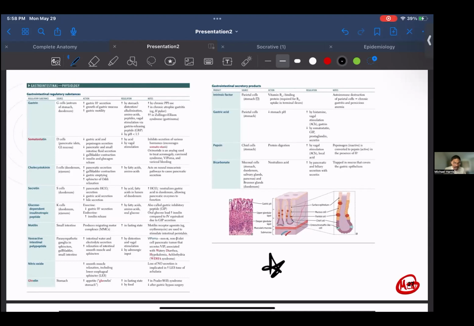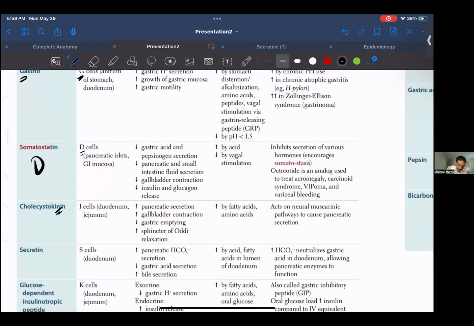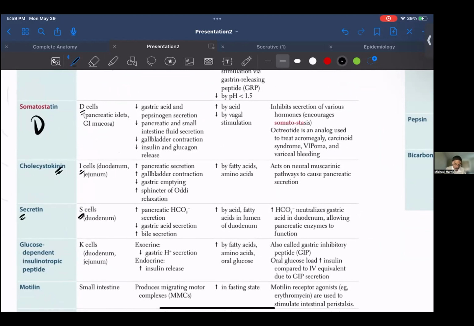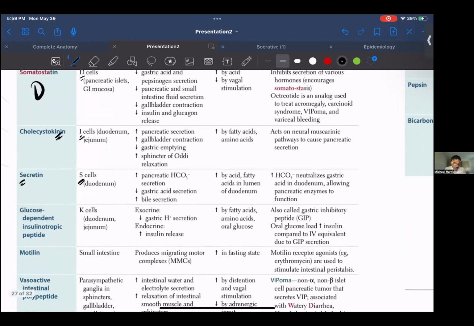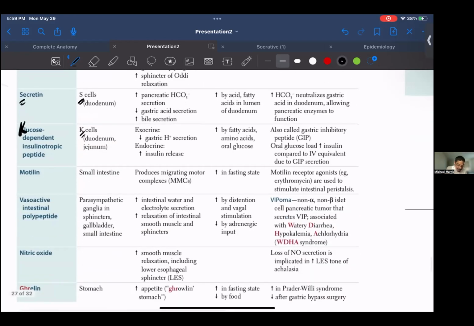Essentially, it is exactly what I was saying. The source: G cells for gastrin. D cells for somatostatin. I cells for cholecystokinin. S cells for secretin. Glucose-dependent insulinotropic peptide, I spell it as glucose-dependent, so it's K cells. Motilin is just what it is. VIP is also what it is.